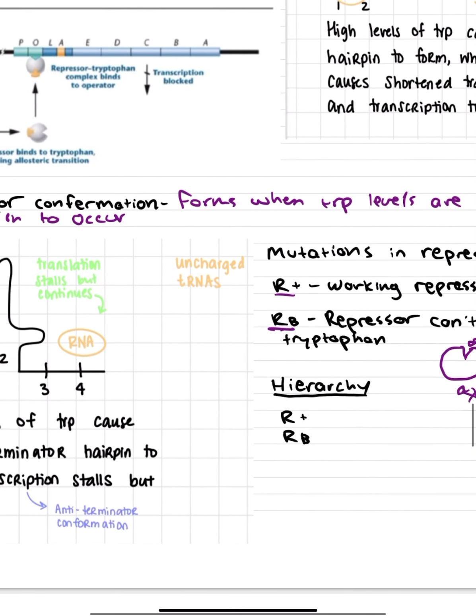And there is a hierarchy you can follow. R plus, or the working repressor protein, is going to be higher on the hierarchy than RB, which is the mutated repressor protein.